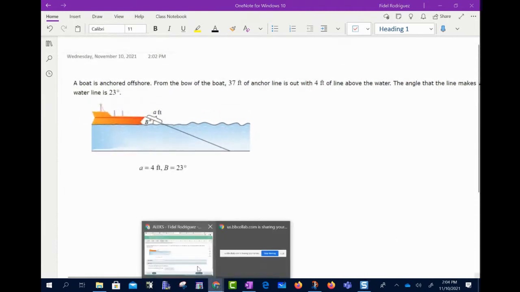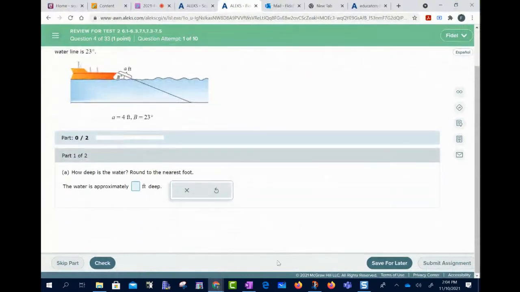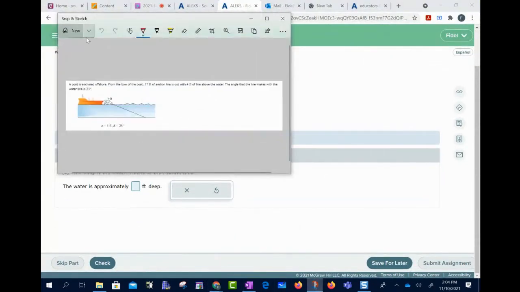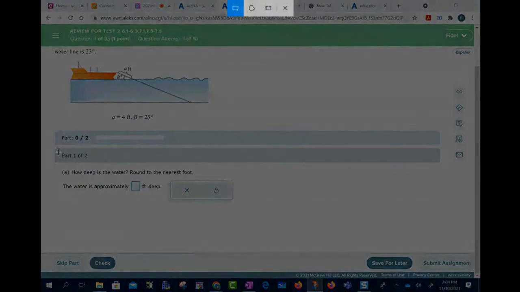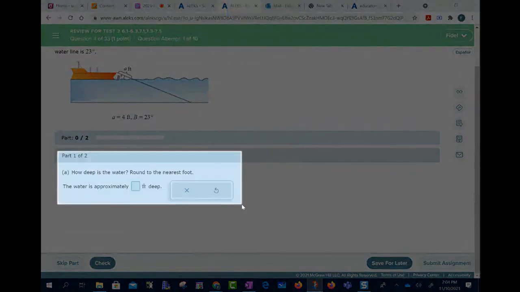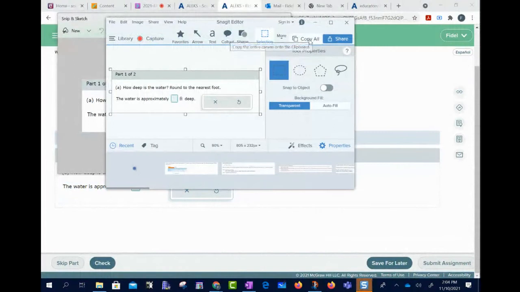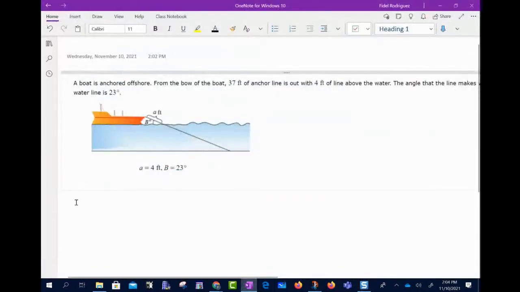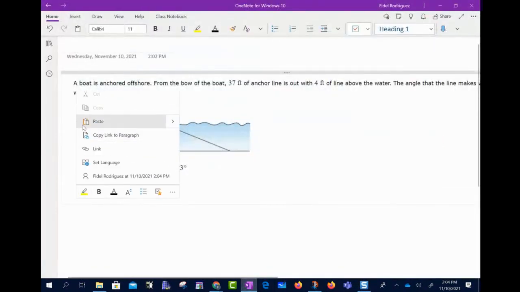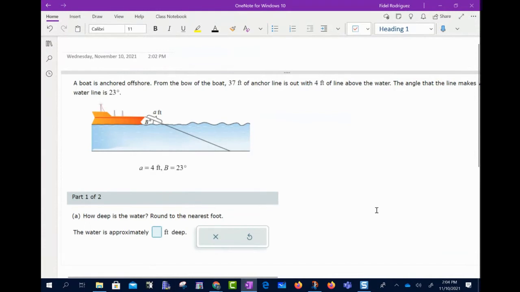Oh, I didn't copy what we're supposed to find. So what are we supposed to find? We're supposed to find the depth of the water. Okay, so let's do that part real quick, and then we will figure out what it is we're trying to do here. Let me copy this, come back over here, and what is the depth of the water? Okay, so let's see if we can figure something like this out.